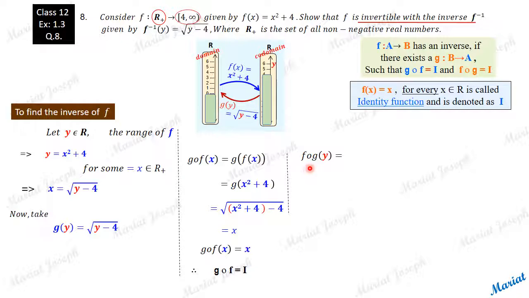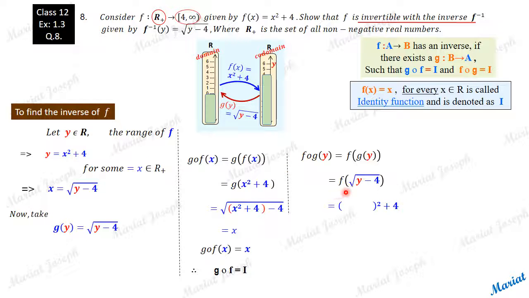Now let's see, what about FOG? FOG of y is equal to f of g of y. First you place what is g of y? Root of y minus 4. So we need to calculate f of root of y minus 4. Now how do we evaluate it? F rule says square the element and add 4. And what is the element you have? This one. So to apply that in the function, we will have to square it and add 4. That is the rule.